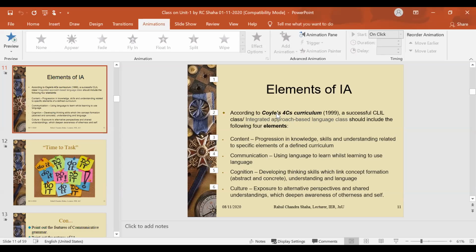So first of all, I am eager to review from you what you have actually understood about the integrated approach and what you understand about communicative grammar. Can you give any concise idea of the basic characteristics or features of communicative grammar and the integrated approach? Anyone, please share with others.